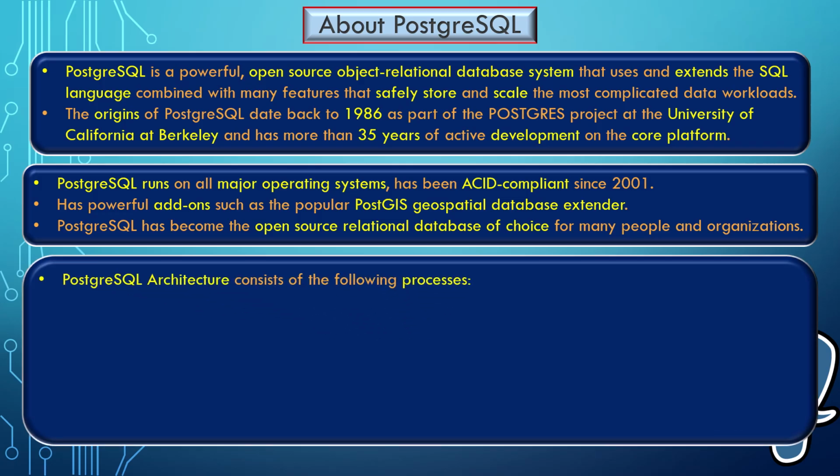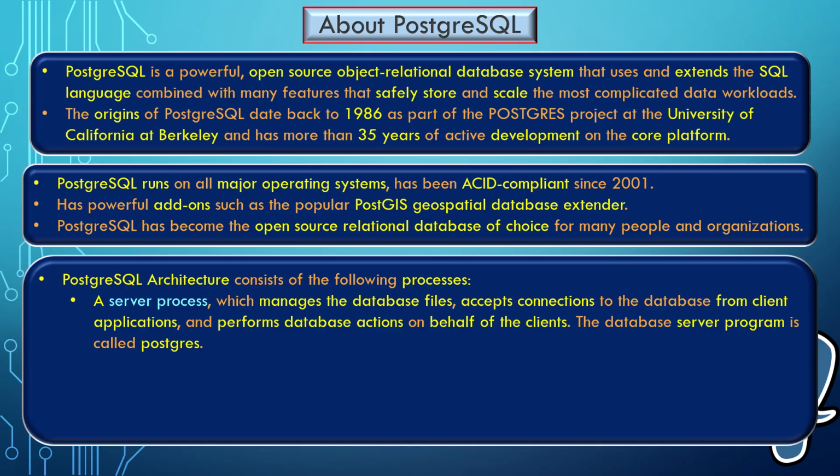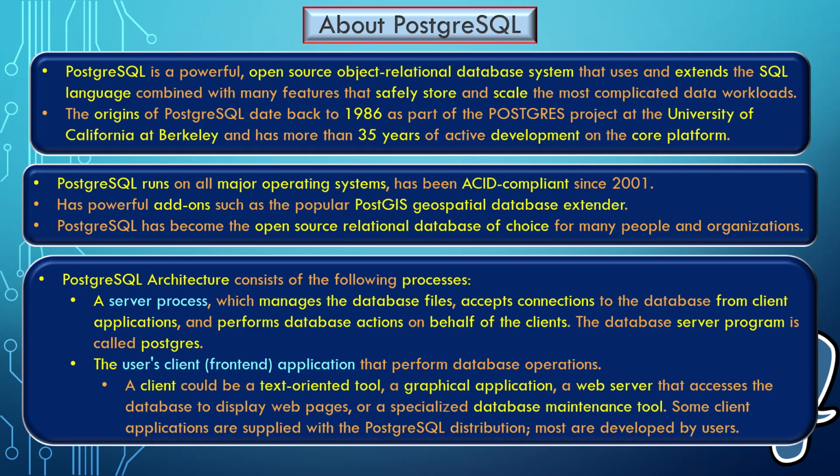PostgreSQL architecture consists of the following processes: a server process, which manages the database files, accepts connections to the database from client applications, and performs database actions on behalf of the clients. The database server program is called Postgres, and the user's client or front-end application performs database operations.